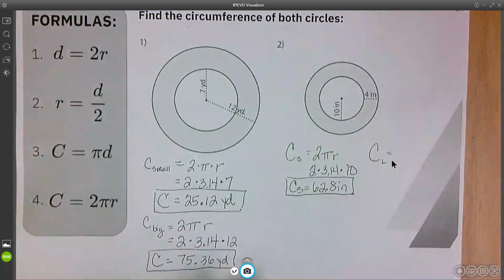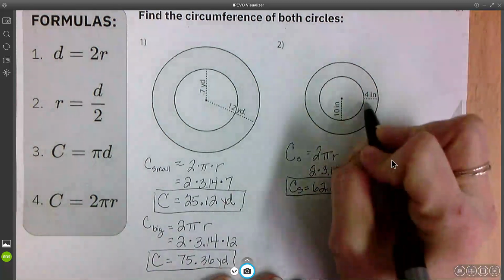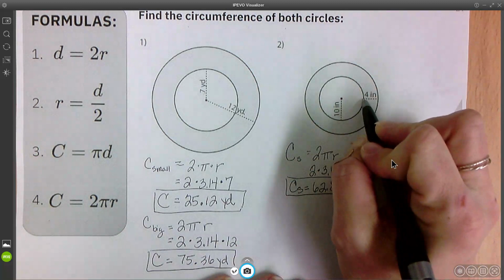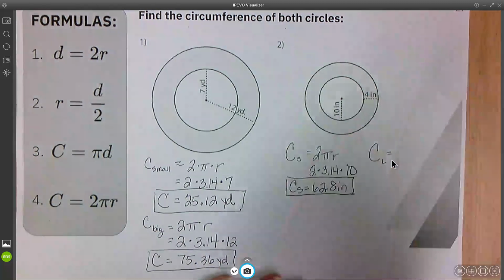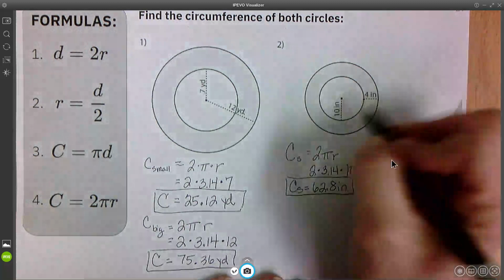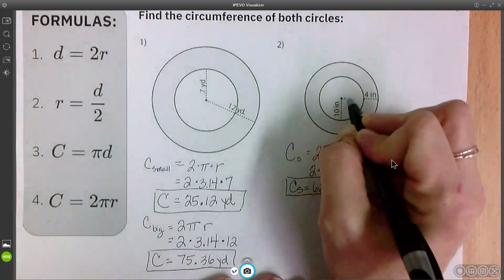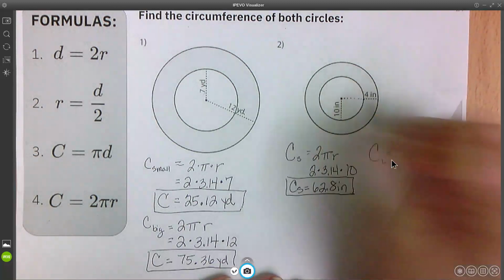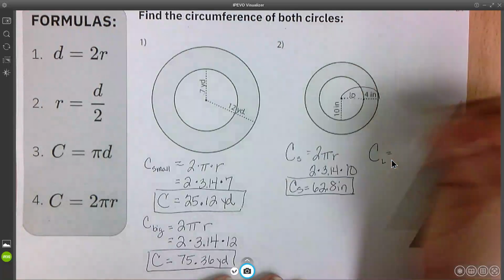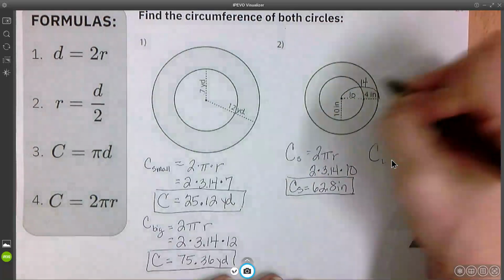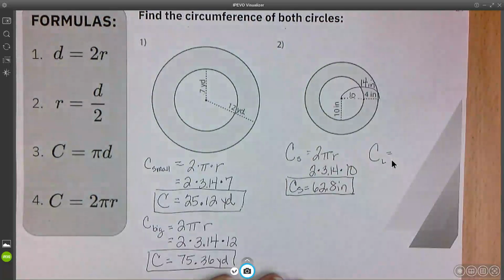Now the larger circle is a little different than the other one. They're only giving me the distance from the outside of the smaller circle to the outside of the larger circle, which is 4 inches. So what I need to do is kind of imagine this radius rotating and coming out here, which is still going to be 10 inches. So the entire radius then of the larger circle is 14 inches. You add the two together.